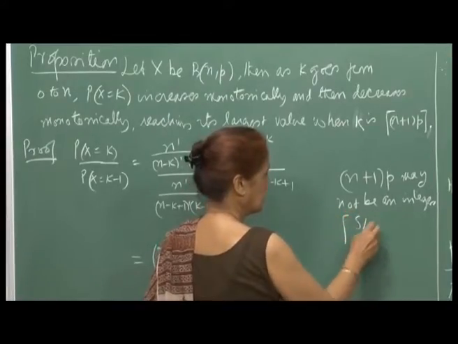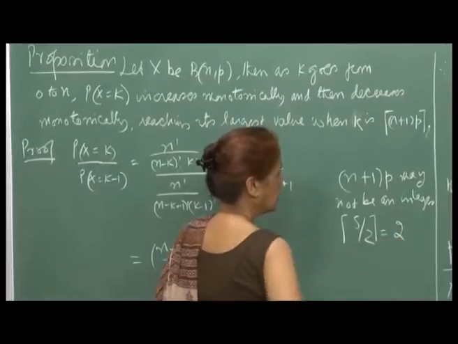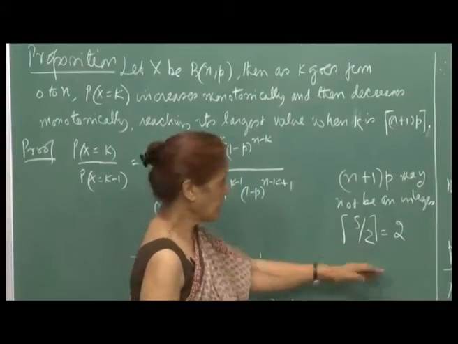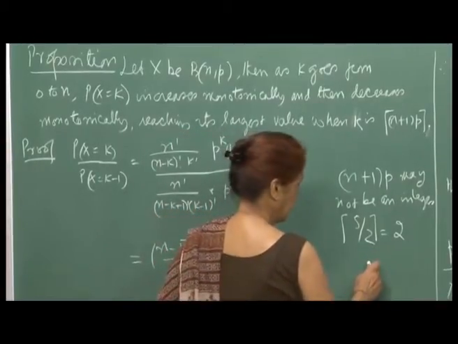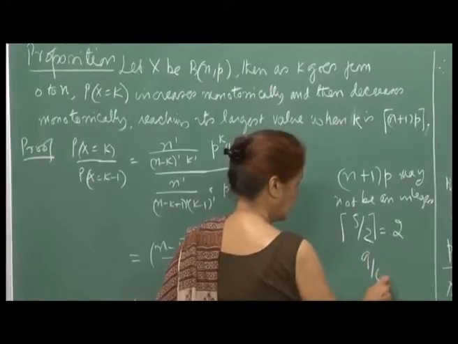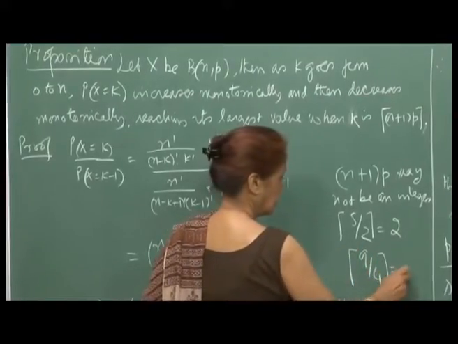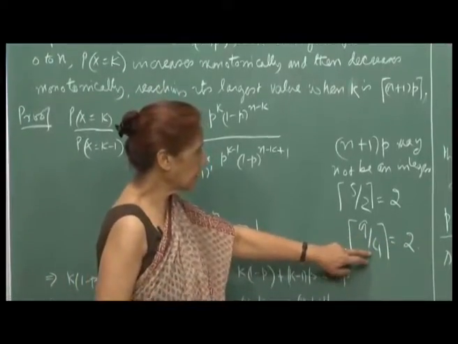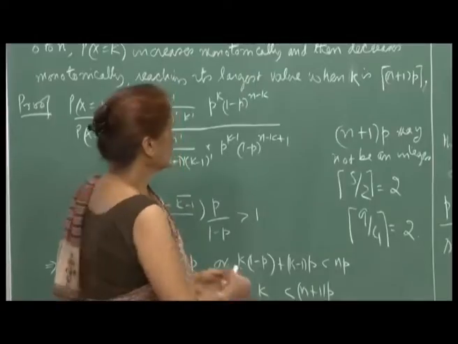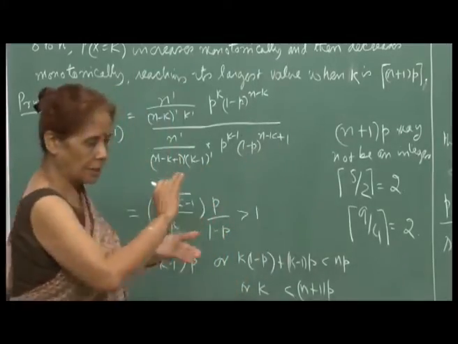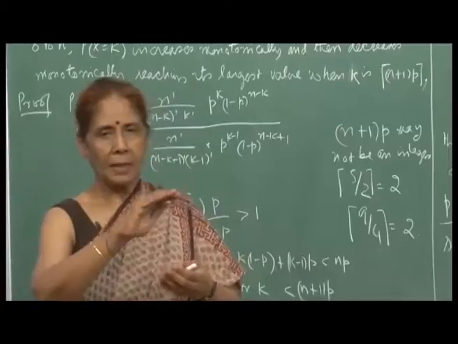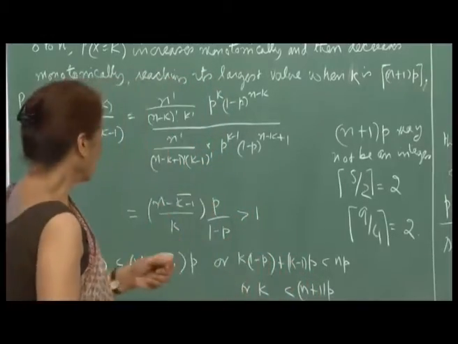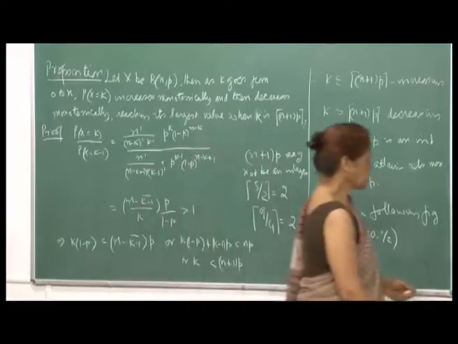So, the largest integer here would be 2, the largest integer which is less than (n+1)p. So, this is this, right. Similarly, if you consider 9 by 4, here again the largest integer will be 2, because 4 times 2 is 8 and then it is 1 by 4. So, this is what we mean by that. That means the binomial probabilities keep on increasing, reach the largest value, the maximum, and then start decreasing. This is the idea, and so we want to prove this result.